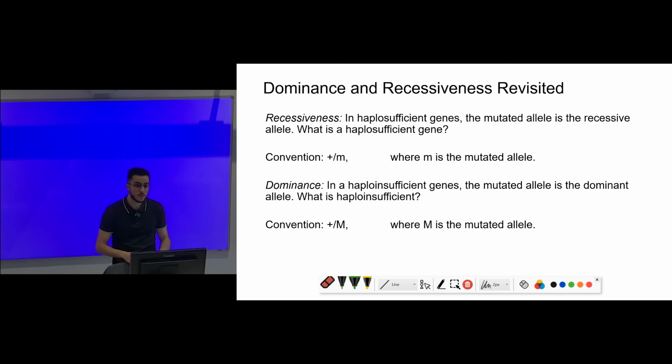In a haploinsufficient gene, a gene that requires both healthy alleles, or wild-type alleles, to give the healthy phenotype, the mutated allele is the dominant one. Because whenever you have just one mutation in the allele, it will be a dominant phenotype because you won't have enough copies of wild-type gene. Does that make sense? Okay.